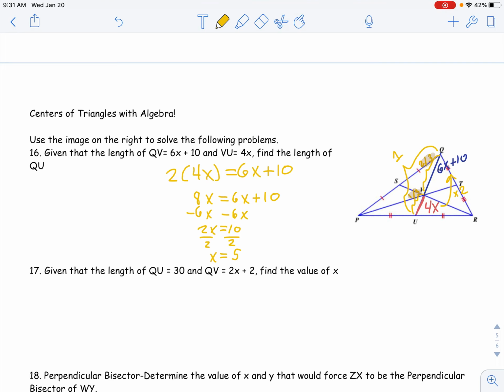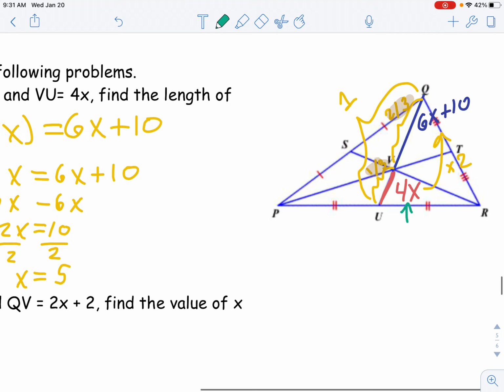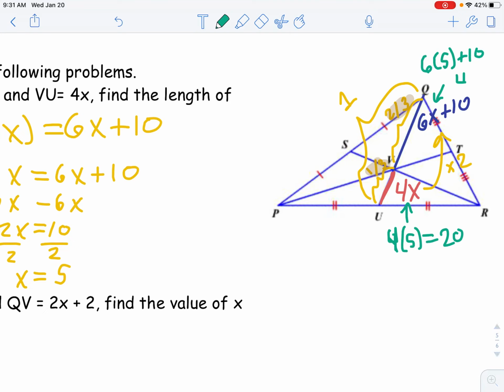All right, and it says find the length of QU. So this part right here is going to be 4 times 5, which is 20. This part right here should be 40, since it's double the distance, but let's just confirm. Oh, sweet, I got 40. So the whole thing, QU, is 60.